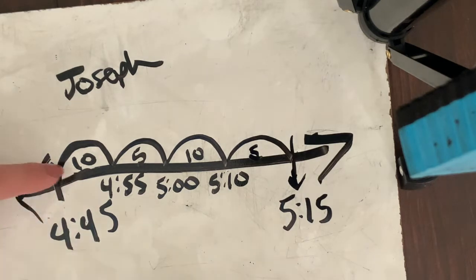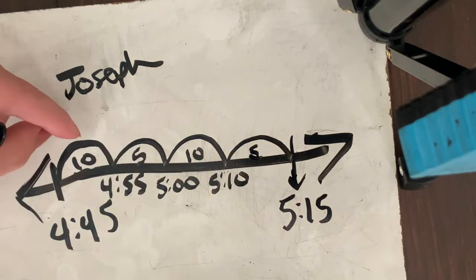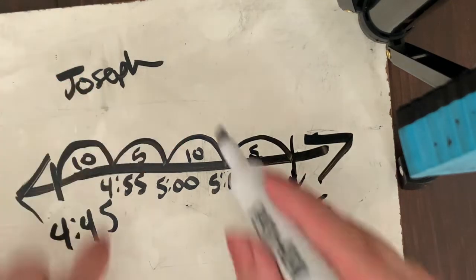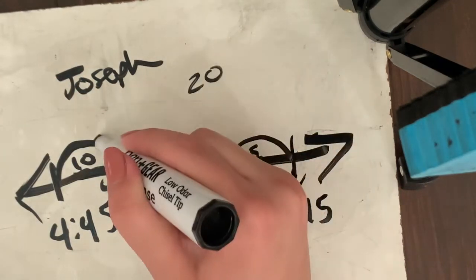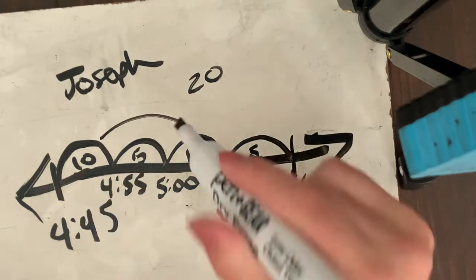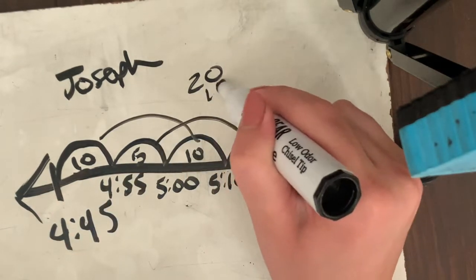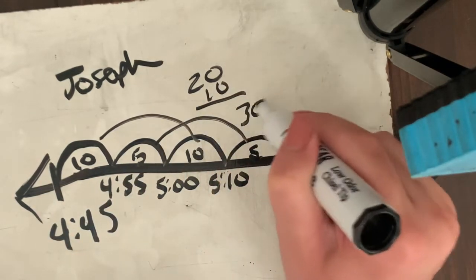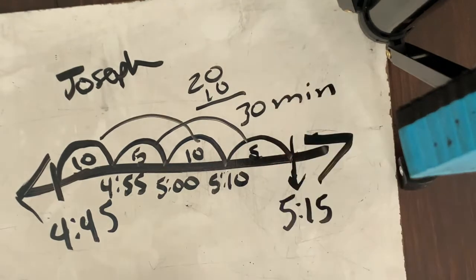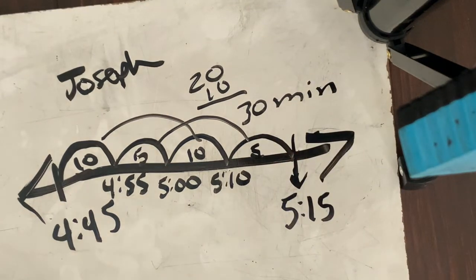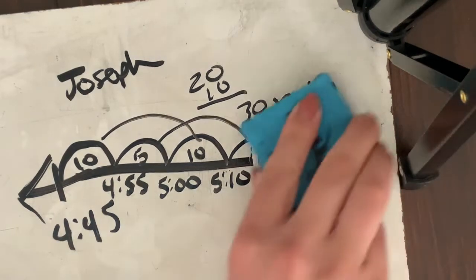Now I have my number line and I have to add up all my times. 10 minutes plus 10 minutes is 20. 5 minutes plus 5 minutes is 10. Add them all together, so 30 minutes. It took Joseph 30 minutes to walk to baseball practice. So I'm gonna write that on my paper.